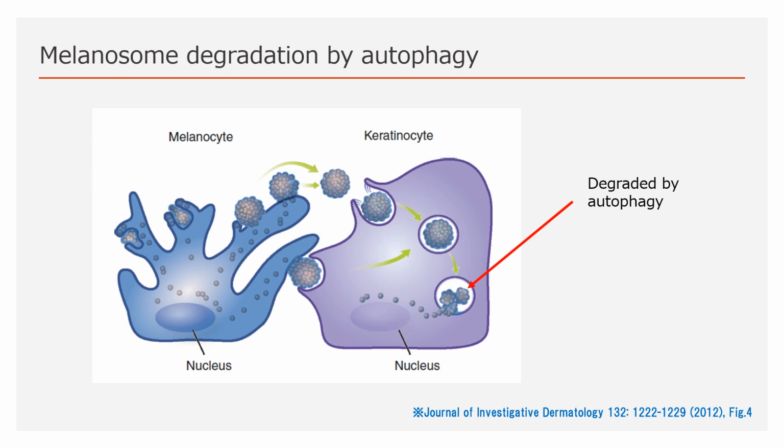Autophagy in keratinocytes is also involved in melanosome degradation. As shown in this figure, melanin produced in melanocytes is released as melanosome and taken up by adjacent keratinocytes. The melanosomes taken up by keratinocytes are degraded by autophagy. LPS contributes to melanosome degradation by promoting autophagy in keratinocytes.